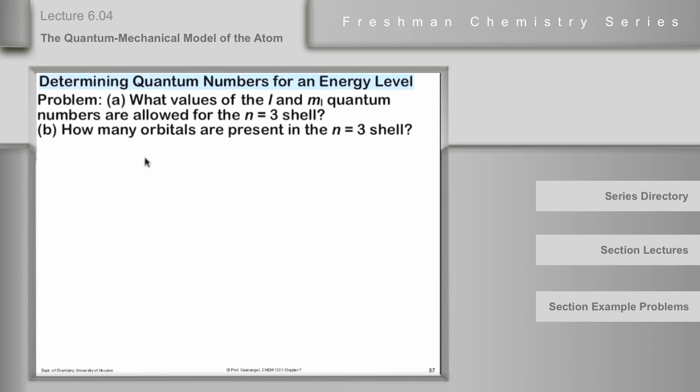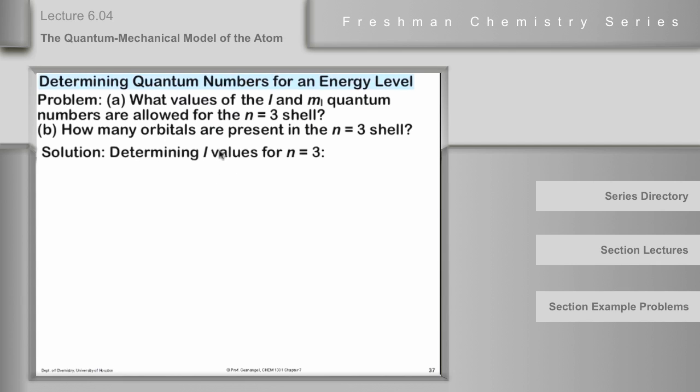Okay, determining the quantum numbers for an energy level. Let's look at this problem and these questions. What values of L and m sub L quantum numbers are allowed for the n equals 3 shell? Don't look back at your notes. And B, how many orbitals are present in the n equals 3 shell?